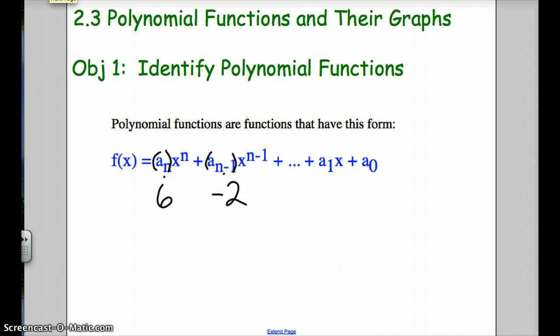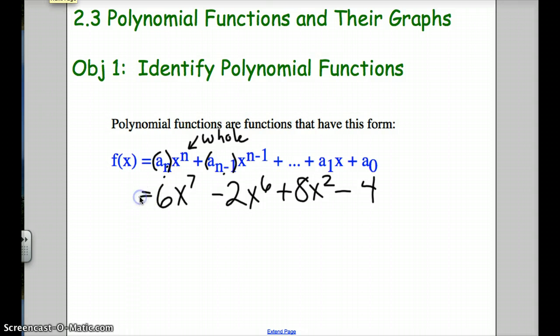They're any real number. Now, x to the power n, remember we talked about in class, has to be a whole number. You can't have a fraction or a negative power with the x values. So this could be x to the 7th minus 2x to the 6th plus 8x squared minus 4. So some of your x values could be non-existent because you could have a 0 for the a sub n value in that case. But this is a polynomial of the 7th degree.